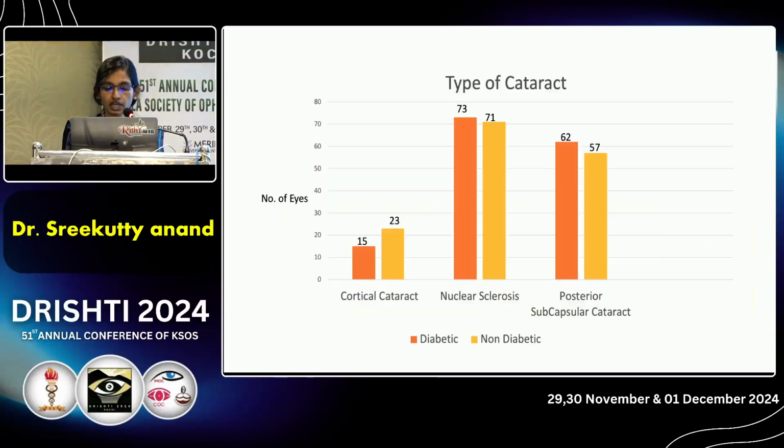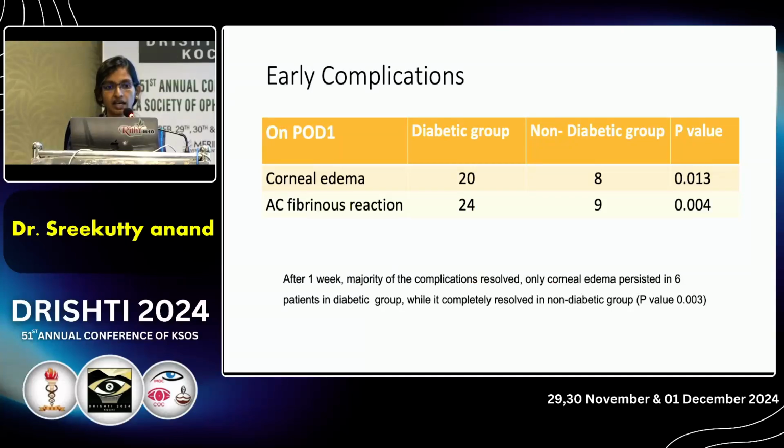The most common type of cataract seen in both groups was nuclear sclerosis, followed by posterior subcapsular cataract. The early complications noticed on postoperative day 1 were corneal edema and anterior chamber fibrinous reaction, which were more common in the diabetic group with a p-value of less than 0.05. After 1 week, the majority of these complications were resolved, and only corneal edema persisted in 6 patients in the diabetic group, while it completely resolved in the non-diabetic group, with a p-value of 0.003.